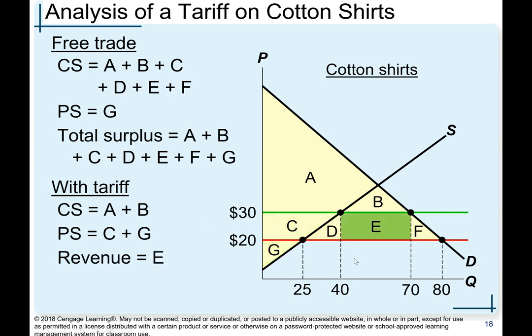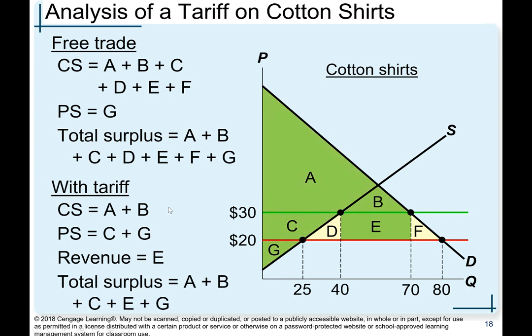Government also collects revenue. Remember, tariff is a tax on imports that is paid by people who buy imported material. So the tax is the area E. The area of this rectangle is the revenue that goes to the government. So what's the total surplus? A, B, C, E, and G. That is the total surplus. The consumer surplus is A, B, producer surplus is C, G, and E goes to the government.